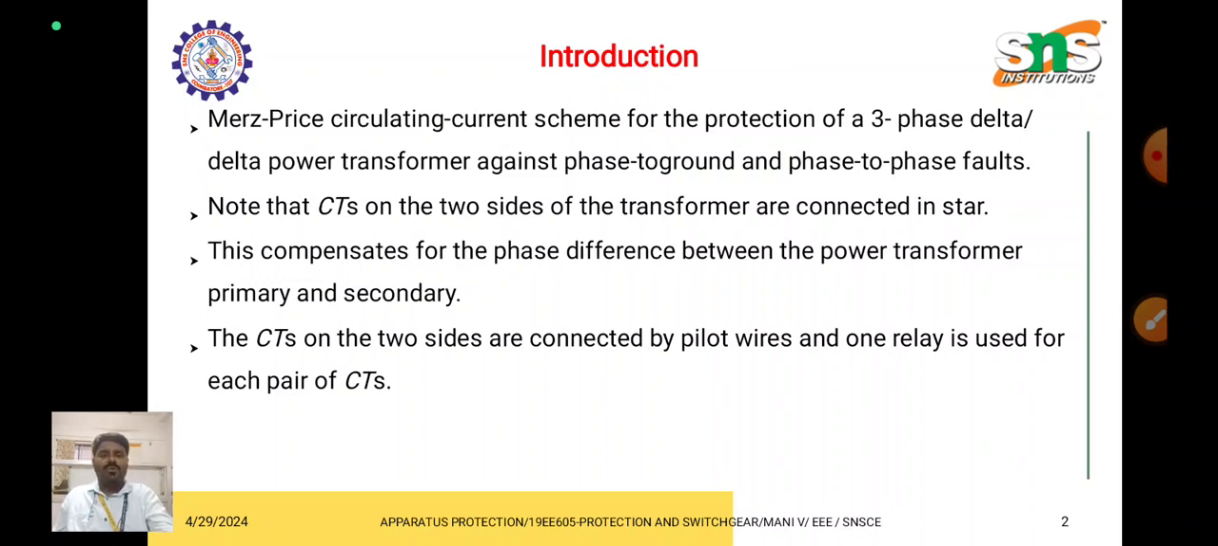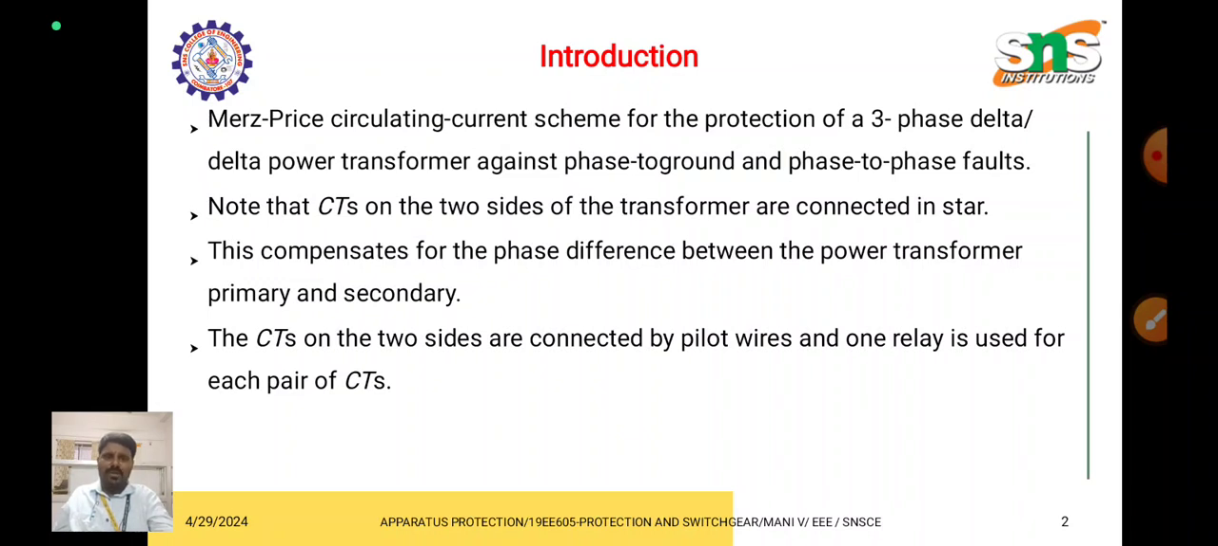Here we have to note that the CTs, the current transformers on the two sides of the transformer, are connected in star connection. We should not connect them in delta, and this compensates for the phase difference between the primary and secondary windings of the power transformer. The CTs on the two sides are connected by the pilot wire, and a relay is used for each pair of CTs.